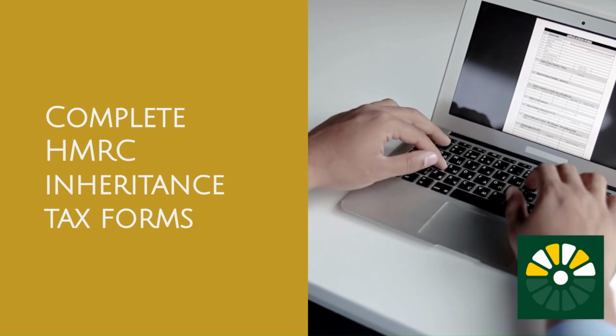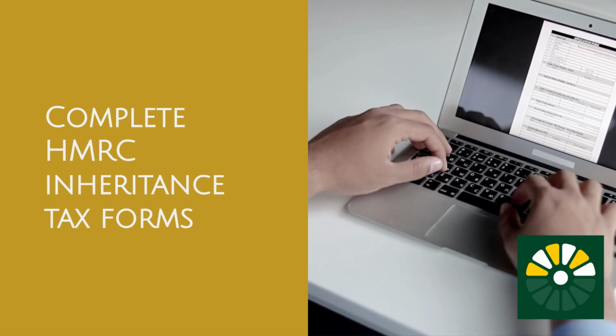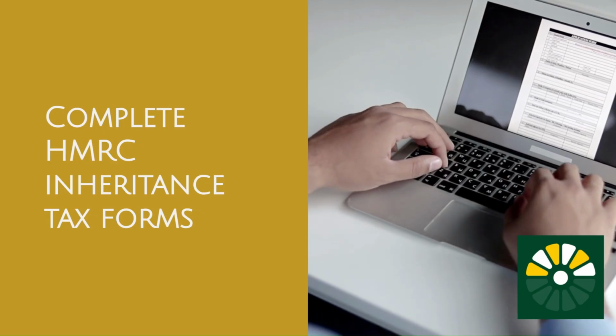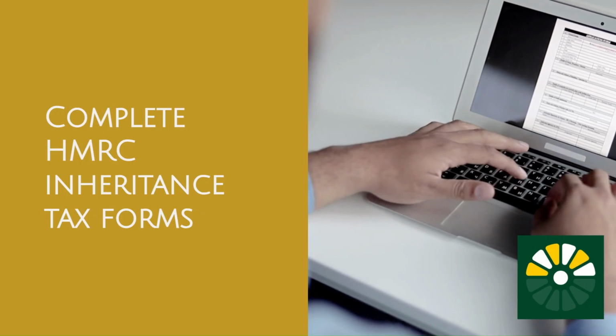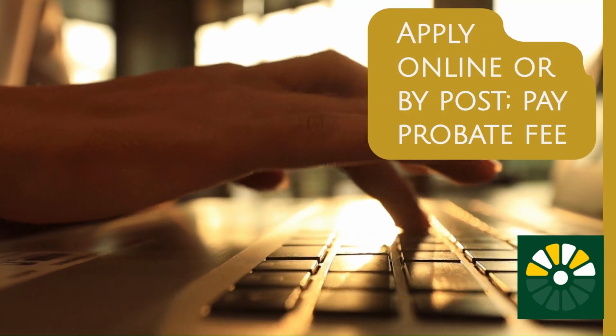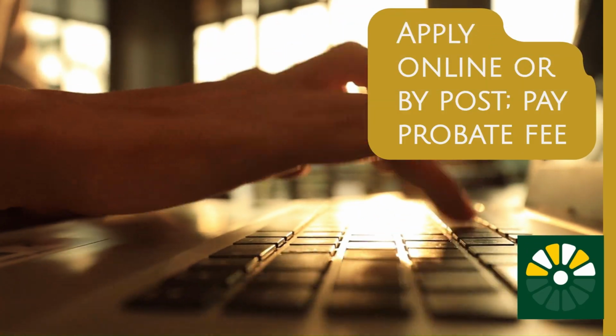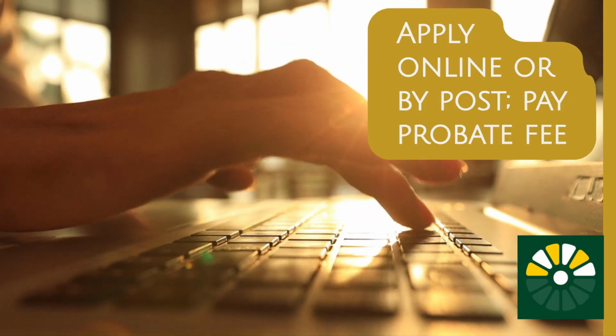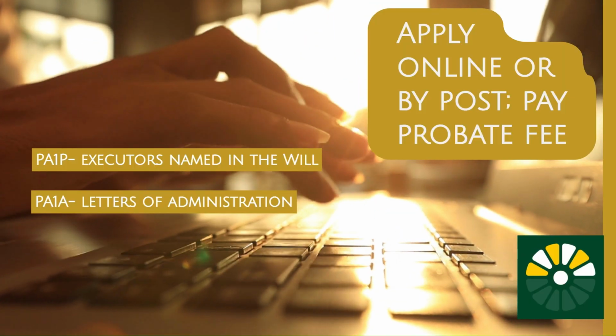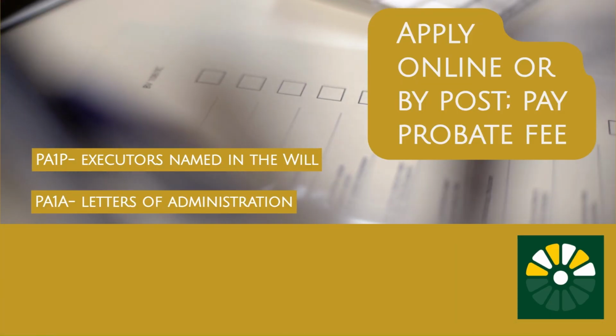Next, complete the inheritance tax forms. This might be needed even if no tax is owed. Use HMRC's forms and submit them online or by post. Once this is done, you can apply for probate online through the government's portal or by post using the relevant PA1 form. You'll need to pay the probate fee, which varies depending on the estate's value.